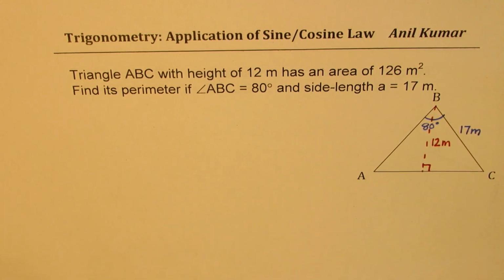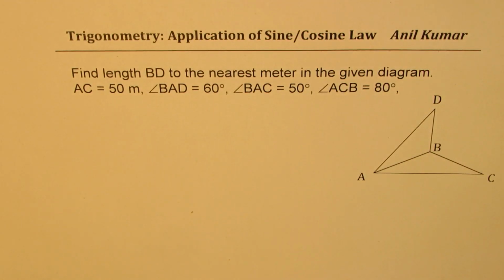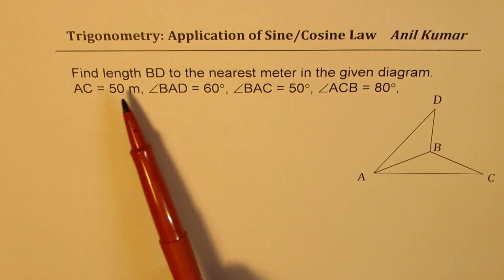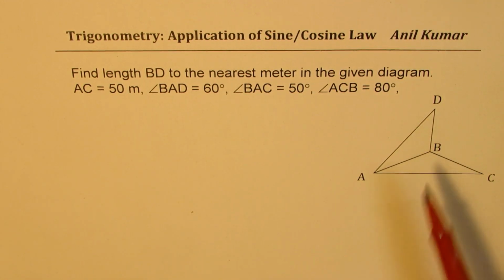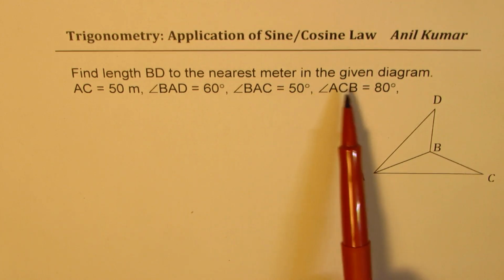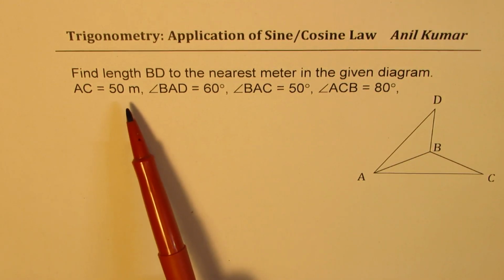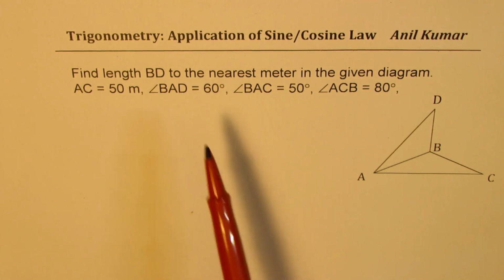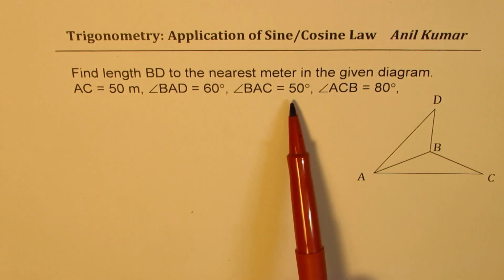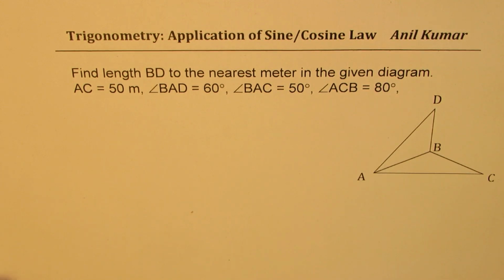The third question which I am going to take involves 3D. So here the question is, find length BD, that means this length you have to find, to the nearest meter in the given diagram. AC is 50 meters, angle BAD is 60 degrees, angle BAC is 50 degrees, and angle ACB is 80 degrees. Now you can actually pause the video, answer these three questions, and then look into my suggestions. So let's begin with solving these questions one by one.